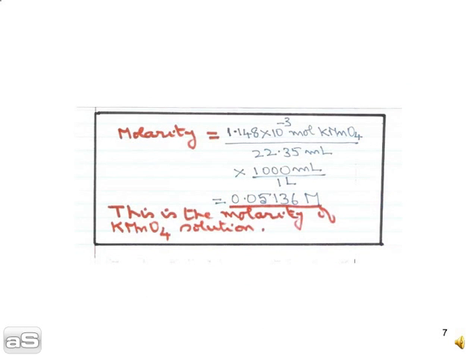Now we have to calculate the molarity of the permanganate solution. So we get the molarity as 0.05136. This is the molarity of the permanganate solution.